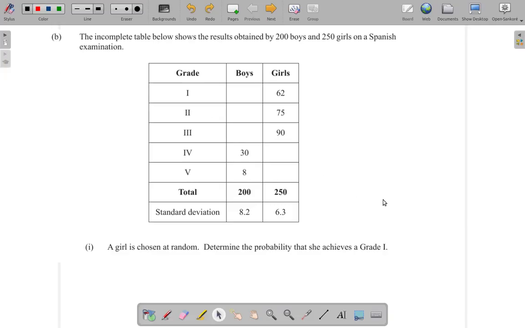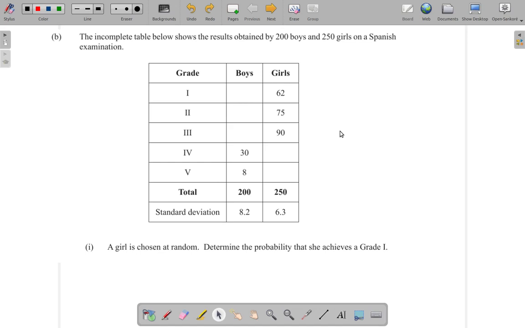Part B, it says the incomplete table below shows the result obtained by 200 boys and 250 girls on a Spanish examination. A girl is chosen at random. Determine the probability that she receives a grade 1.